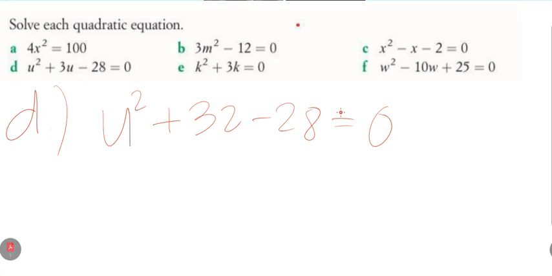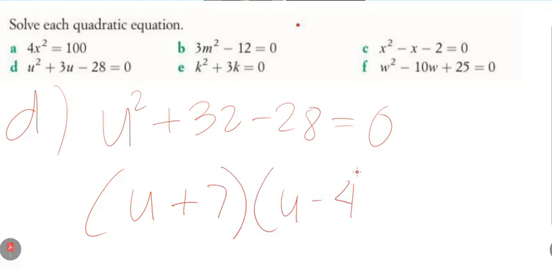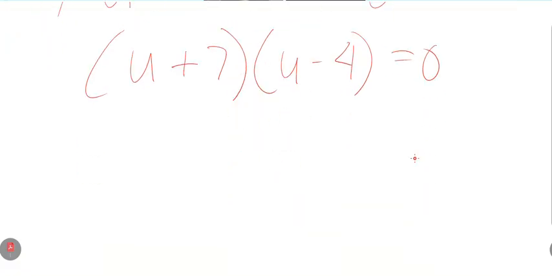So these are 7 and 4. So let's do one here. The factors for that one are u plus 7 and u minus 4, and that is equal to 0. Just like the previous one, we are able to set each factor equal to 0.